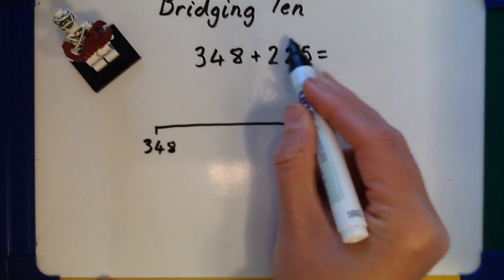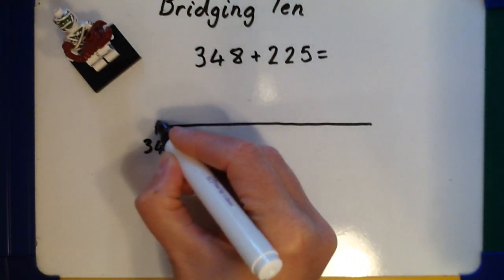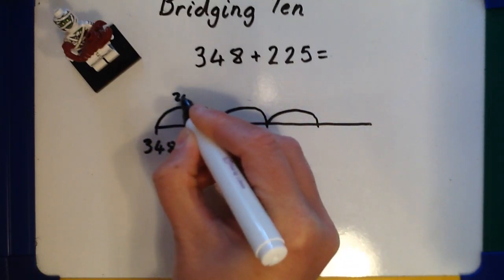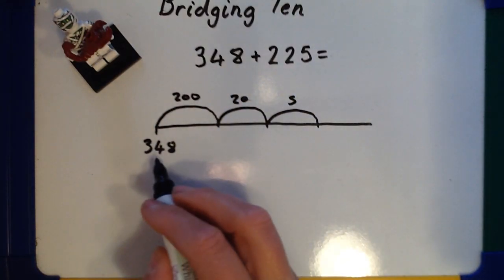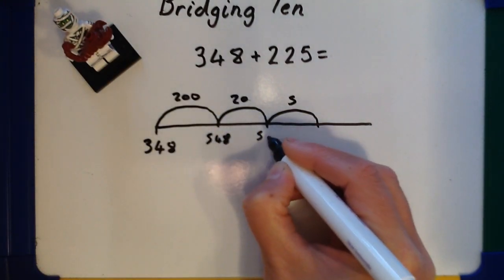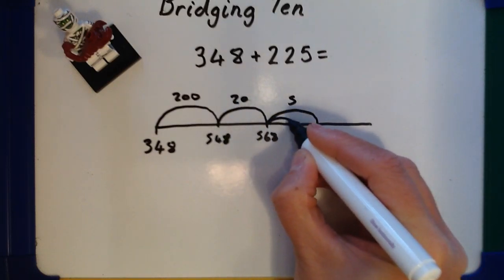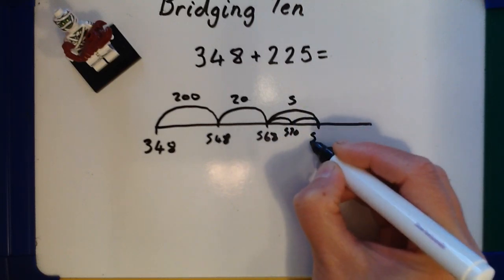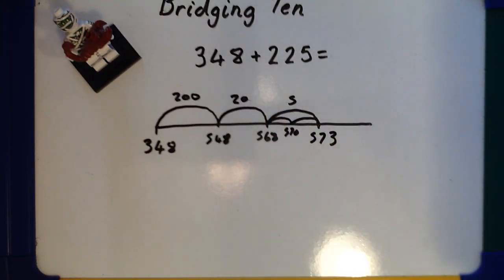That way I'm partitioning this number that looks easier to partition and easier to jump along. So I'm going to add my hundreds, tens and ones. So I'm going to add 200 because that's what it tells me to do. I'm going to add 20 and I'm going to add 5. So 348 to 548 to 568 once I've added the tens, and then I know that I'm going to bridge 10. So I'm going to add 2 to take me to 570, then I'm going to add another 3 to take me to 573. You may have done just one large jump of 5, and that's great.